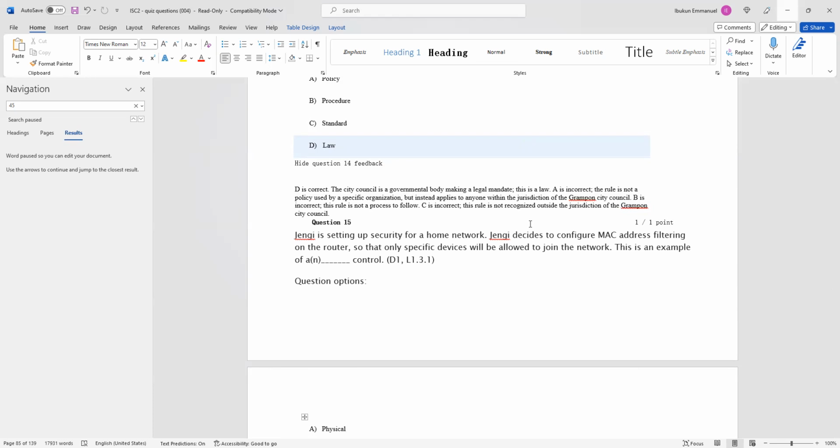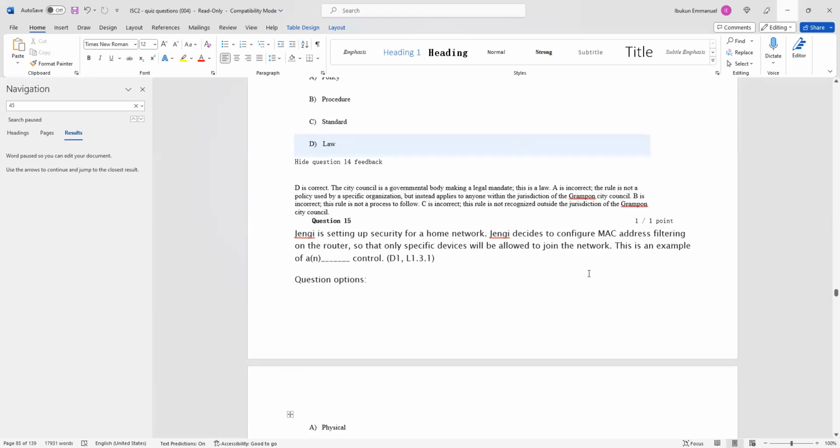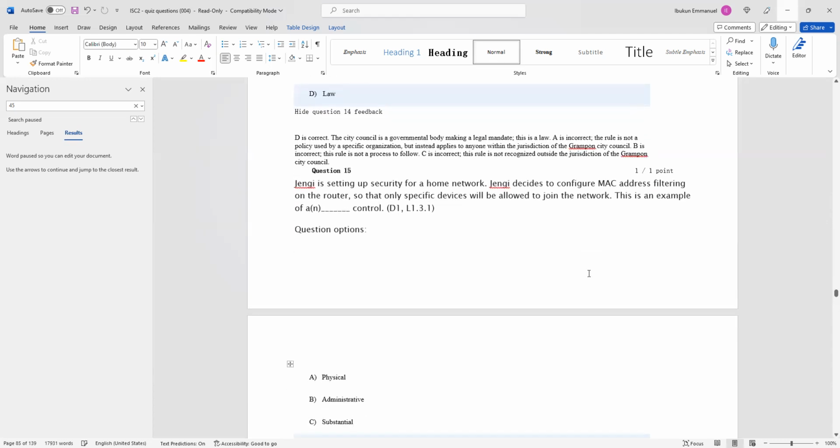This person is setting up security for a home network and they decide to configure MAC address filtering on the router so that only specific devices will be allowed to join the network. This is an example of what? Of what sort of control?